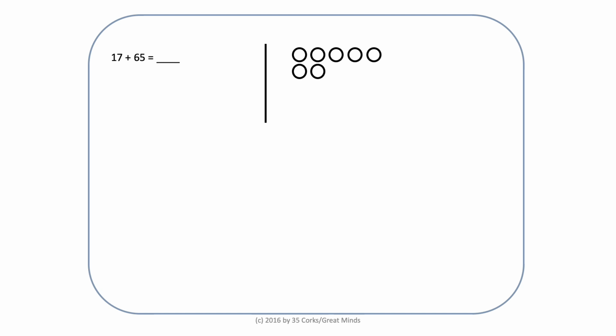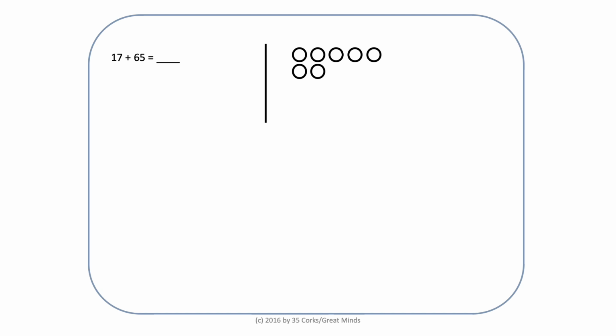Now let's get ready to draw 65. Where should we draw the 6 quick 10s? Should we draw it under our 10s or under our 1s? Under our 10s, so please draw those 6 quick 10s under the 1 quick 10 we already have. Where should we draw the 5 1s? Good, under the 1s, right below the 7 1s from 17.